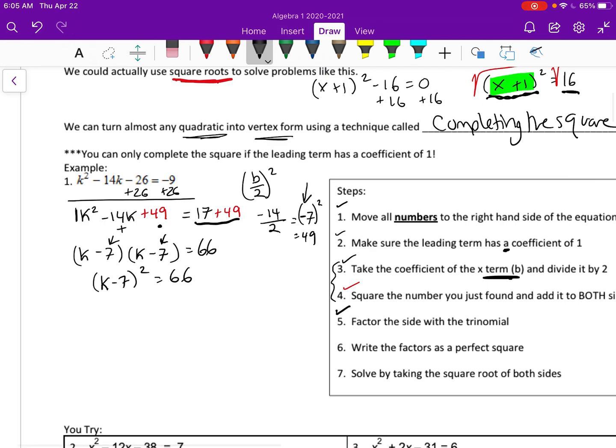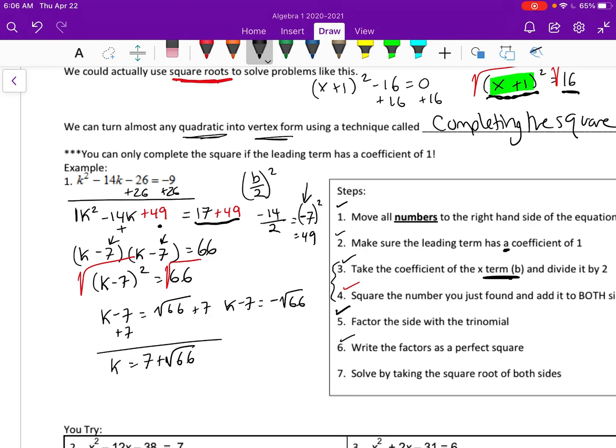Well, if I know that a perfect square equals a number, I can solve by taking my square roots. That's my last step. I can throw that square root sign on both sides, and I end up with k minus 7 equals positive root 66, and k minus 7 equals negative root 66, right? I have both of them. I have to write them separately now because I have to solve them. And now all I'm going to do is add 7 to both sides. Now I can't combine my root 66 and my 7 because the 66 is under a root. So I'm actually going to throw that in front. I'm going to say 7 plus root 66. And over here, if I add 7 to both sides as well, this one's going to become 7 minus root 66. And those are my answers.